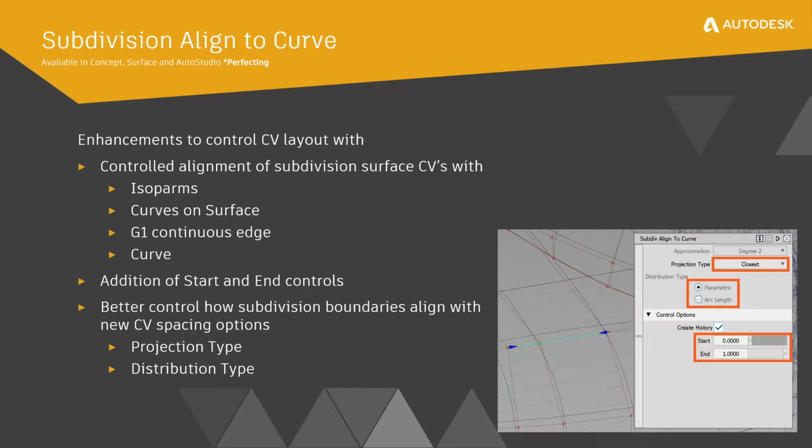We also added some options into the align to curve as well, because the align to curve had a closest option, but we wanted to control the parameterization of the result as well within the tool. So we added in parametric and also arc length based. We also have the start and end options to allow us to control those as well. So let's go have a look.